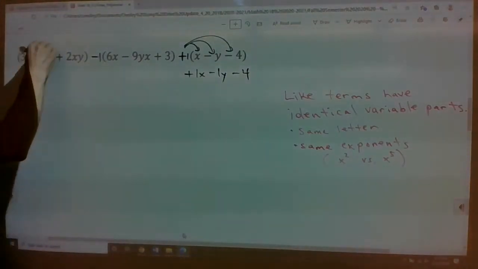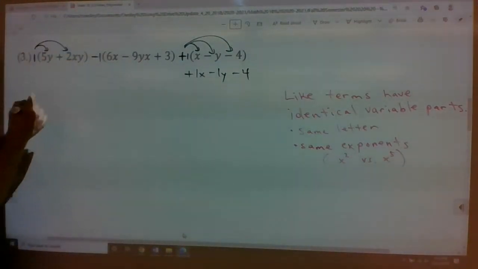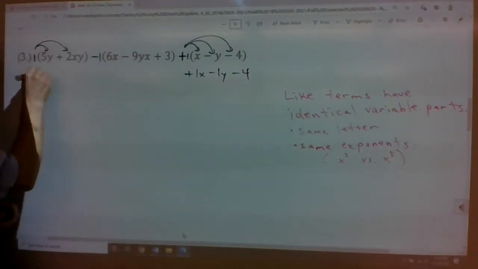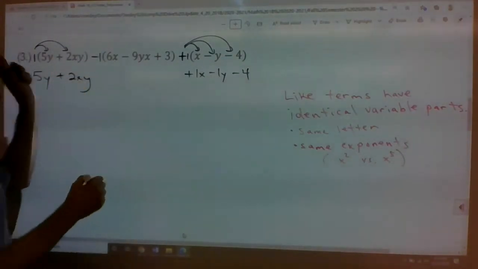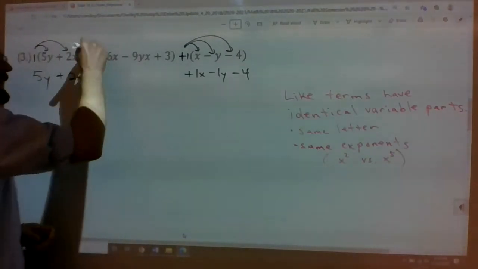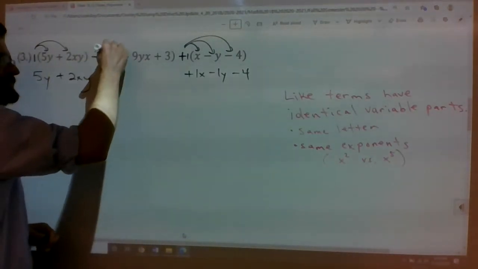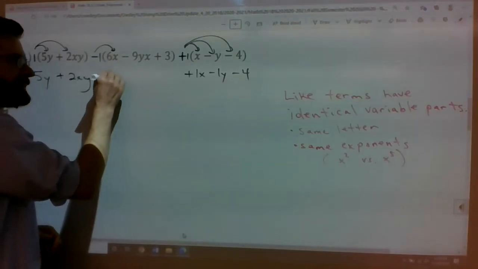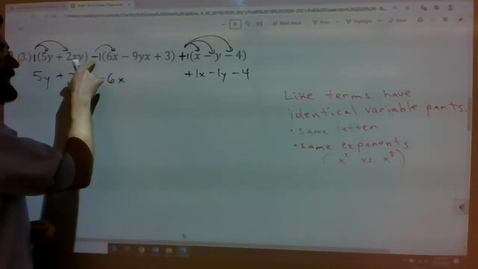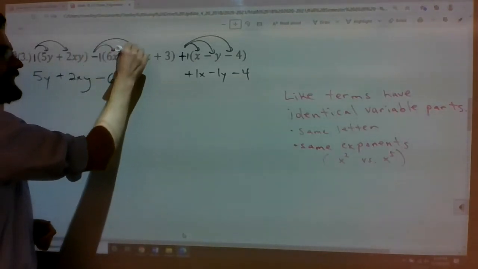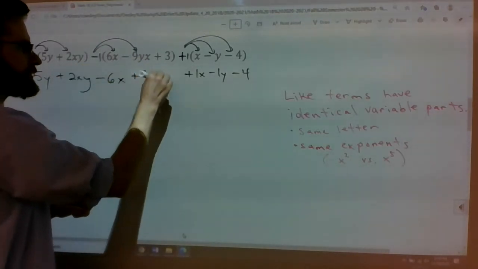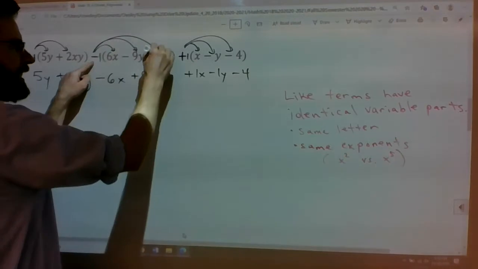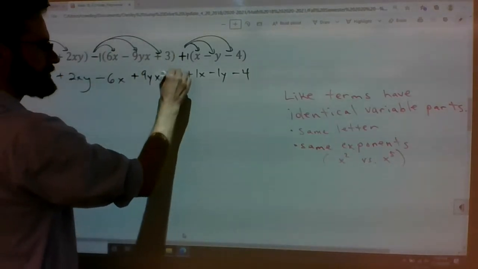Over here, the 1 is also going to not change these. It's going to be 5y plus 2xy. This is going to be the thing that changes. A negative 1 times 6x is now negative 6x. A negative 1 times a negative 9yx is now a positive 9yx. And then a negative 1 times a positive 3 is going to be a minus 3.